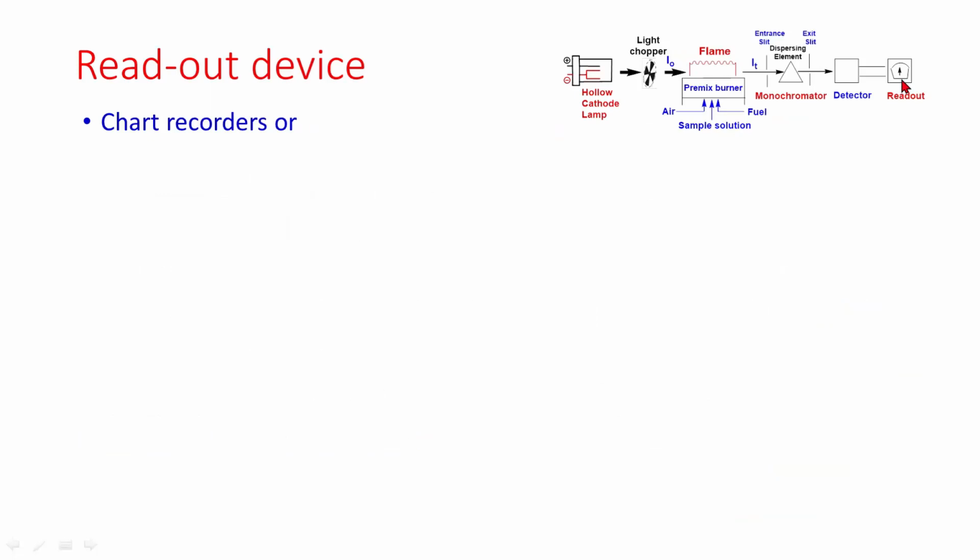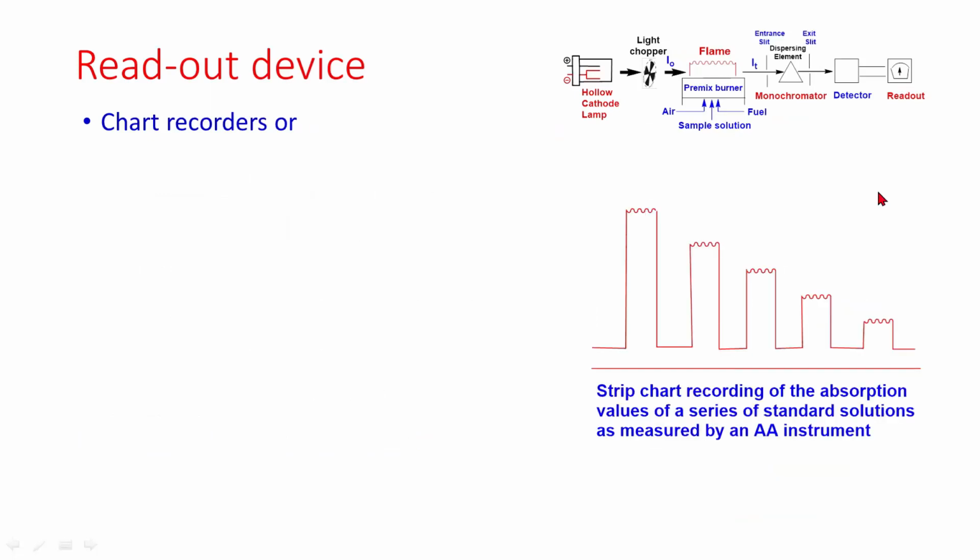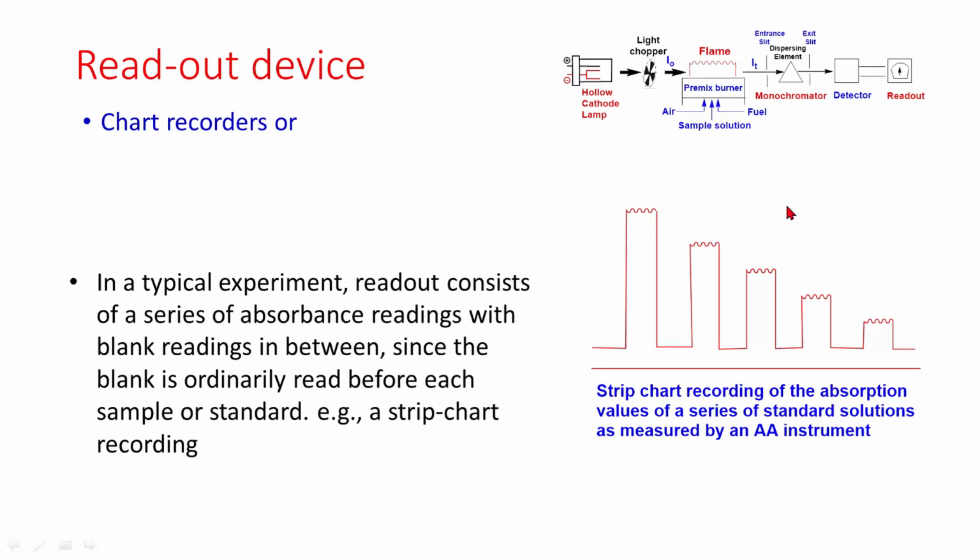Next is the readout device. It can be a chart recorder. This diagram shows a strip chart recording of absorption values of a series of standard solutions as measured by an atomic absorption instrument. These are standard solutions where the height represents the absorbance values.